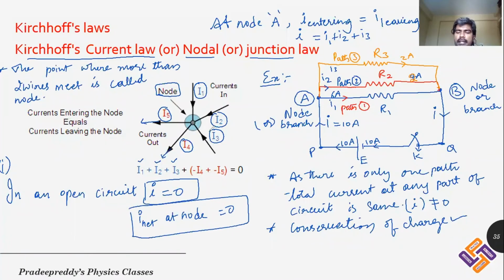Total amount of current at that particular node will be equal to 0. Current does not stay at that nodal point. Whatever current is entering there, definitely it will be leaving out from that particular point. So therefore, I net at the nodal point will be equal to 0. This is Kirchhoff current law.